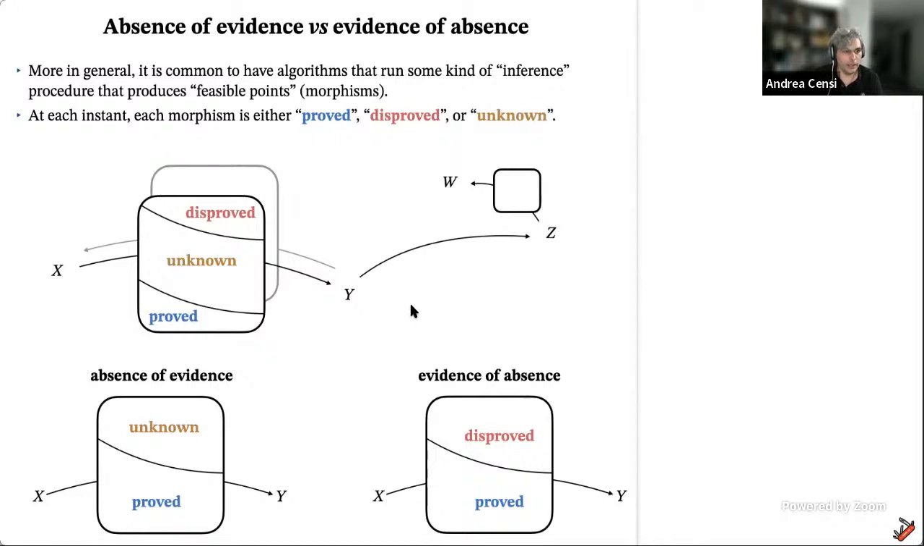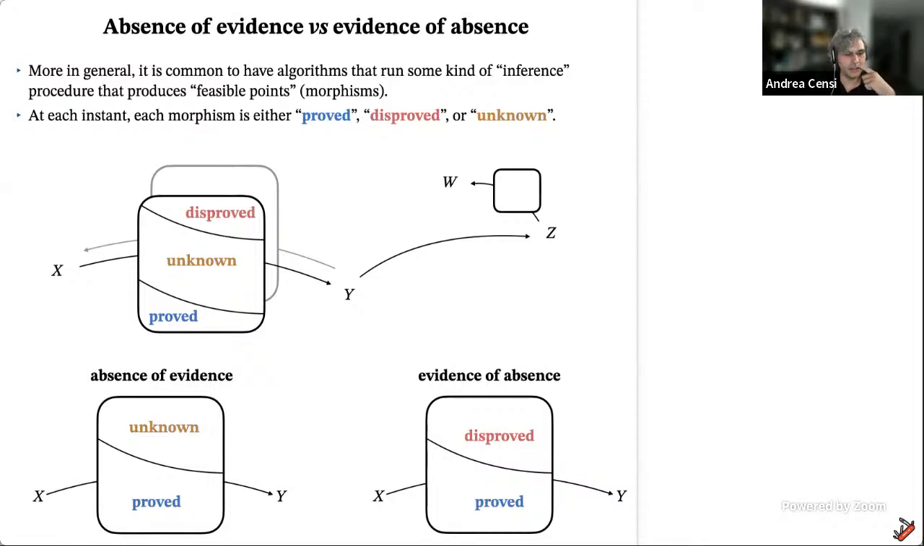Now, more in general, when you do applications, it is very typical that you have some kind of inference algorithm that is running and that produces feasible points as morphisms. So imagine you have your category, you have your objects X, Y, Z, and these boxes represent the hom-sets. And at each time, you have some morphisms that you call proved, which means that they're valid in your context, okay? Some that you have disproved, and some that you don't know. And now let's assume that everything is decidable. So there's nothing that you cannot know.